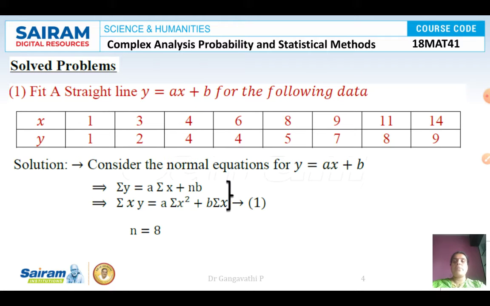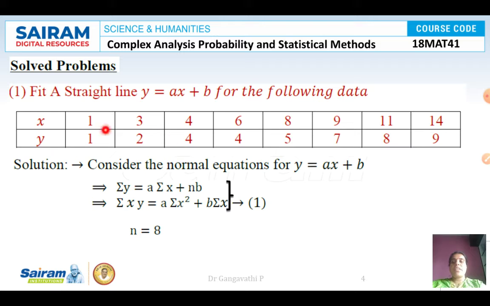The first problem, let us discuss: fit a straight line of the form y is equal to ax plus b. So since it is specified y is equal to ax plus b, you have to consider only this. So if it is not specified, you can take either of the equation, either y is equal to ax plus b or y is equal to a plus bx, anything. So here it is specified, you have to put the data in this form for the following data.